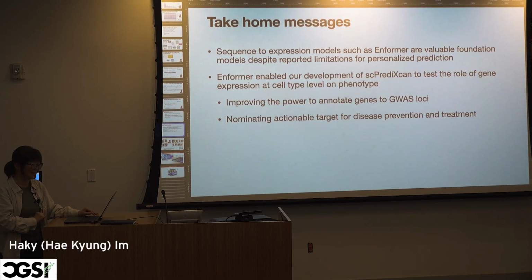Okay, take home message. We use Informer, which is a sequence to expression model, as a foundation model. You probably heard about foundation models because it costs a lot to train them, and then you can use cheaper approaches to fine-tune them. That's what we did. We created CTPred, which can train predictors of single cell type specific expression using very few samples. And we can improve our power to annotate genes to GWAS loci, and use them for disease drug targets.